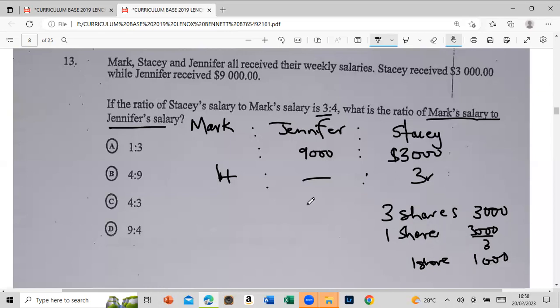Alright, so look now, we know that Mark gets a total of 4 shares, so that's 4 times that, so Mark's share would be 4,000. Right? And if Jennifer got 9,000, we divide it by 1,000, we get 9. So the ratio for Mark would be 4 to 9, Mark to Jennifer. They asked for Mark to Jennifer, so we have it in the correct order. So that would be 4 to 9.